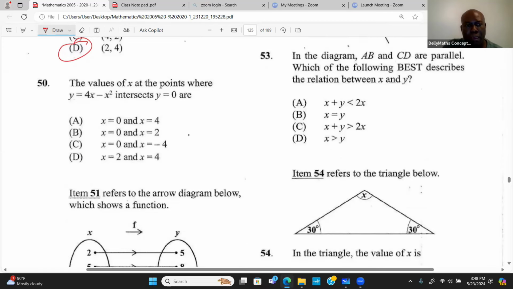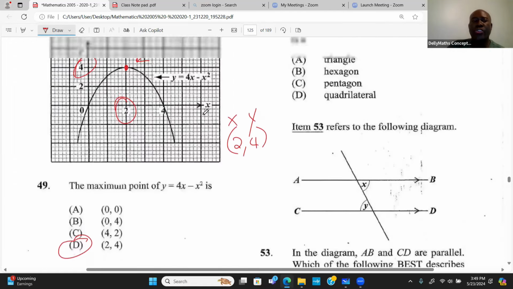Number 50, the values of x at the points where y is equal to 4x minus x squared intersects y equals 0 are what? Now, what is this? Y equals 0 is the same thing as the x-axis. So in other words, if I should reread this for us, they're asking us, where did this graph cross the x-axis? Y equals 0 is the x-axis.